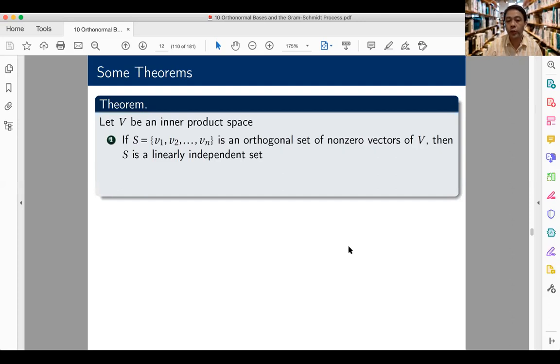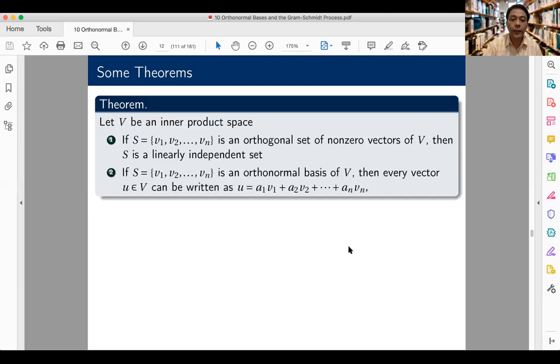Ang sabi din natin noon, if the zero vector is there, then automatically it is linearly dependent. And we also consider that the zero vector is orthogonal to any other vector. Secondly, if S is an orthonormal basis of V, then every vector U in V can be written as U equals a linear combination of the vectors in S. Sabihin mo, sir, obvious ba yun? Kasi basis siya, di ba? So ini-span niya yung V, so U is a linear combination of these vectors.